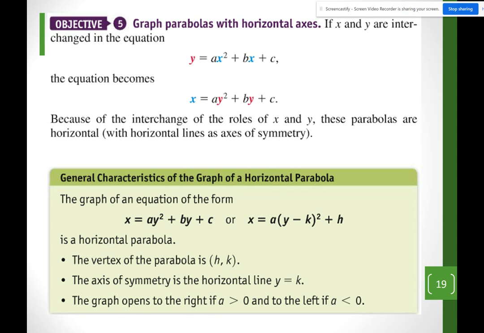Now we're going to use parabolas that are open sideways. Before, when we had y equals ax squared plus bx plus c, the parabola was open up or down. But now, when we have the x by itself, notice I'm switching the values of x and y, it's going to open sideways.